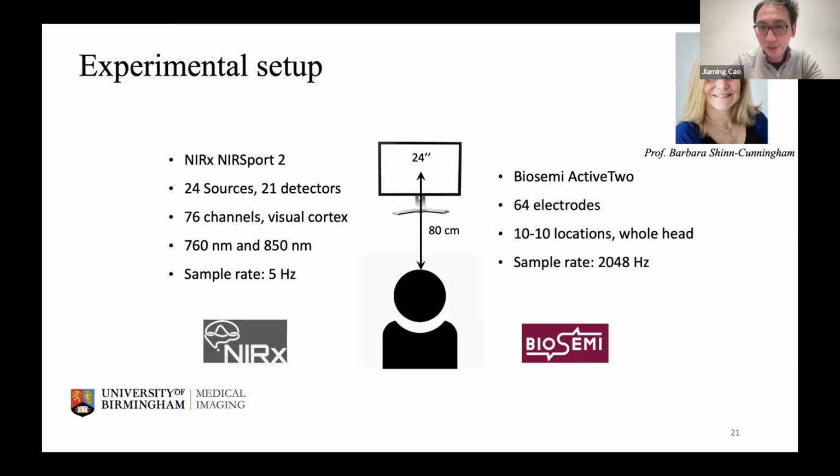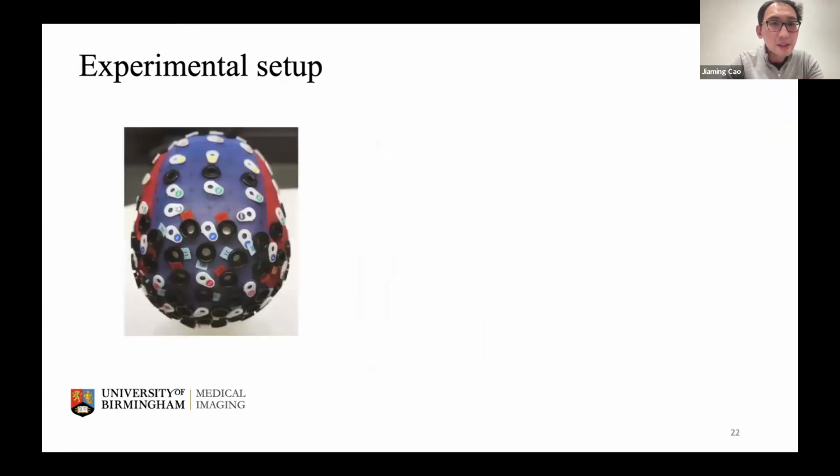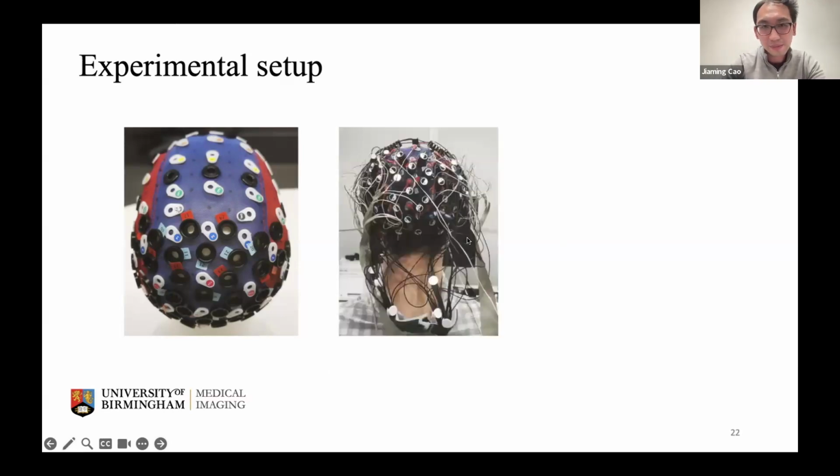It's got 64 electrodes. So here's the experimental setup. And this is what the cap looks like. This is a BioSemi cap, and we installed these electrode holders and optode holders ourselves at our design locations. If you look at this picture, the black parts would be the optode holders for the NIRx devices. The white bits would be the standard BioSemi electrode holders.